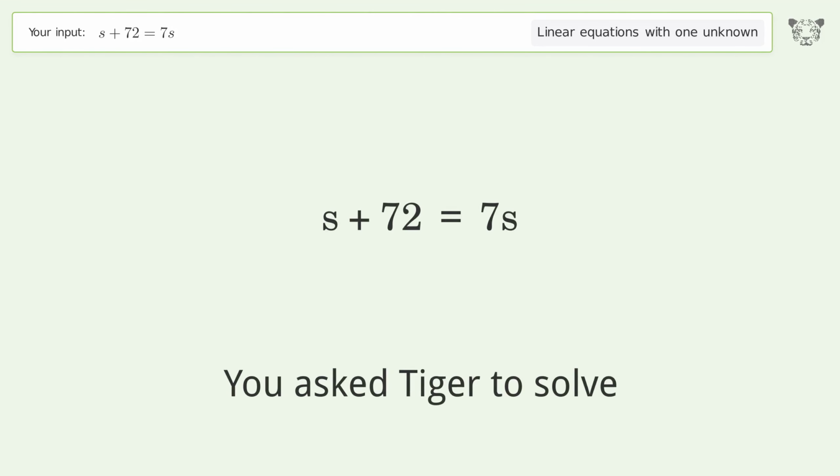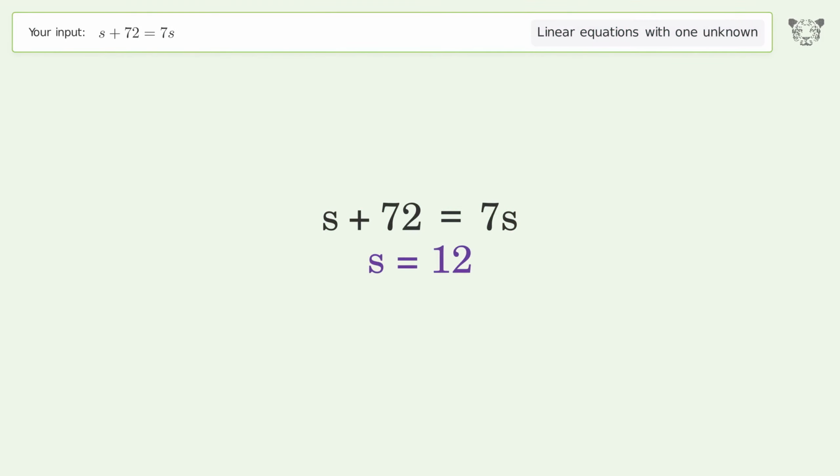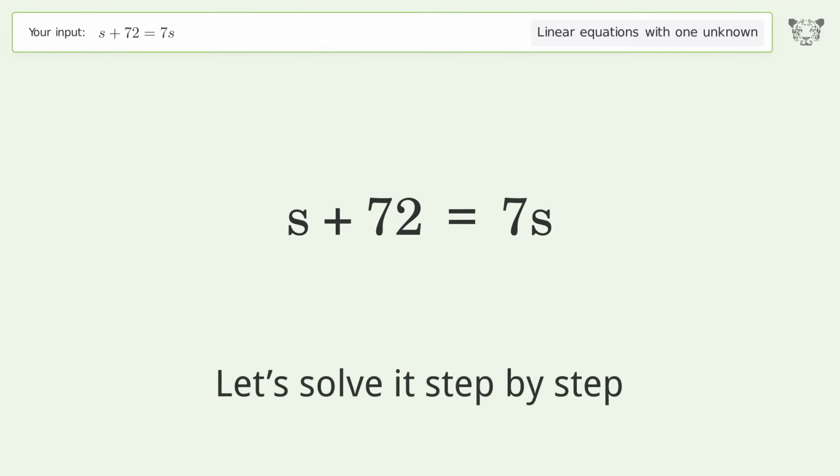You ask Tiger to solve. This deals with linear equations with one unknown. The final result is s equals 12. Let's solve it step by step.